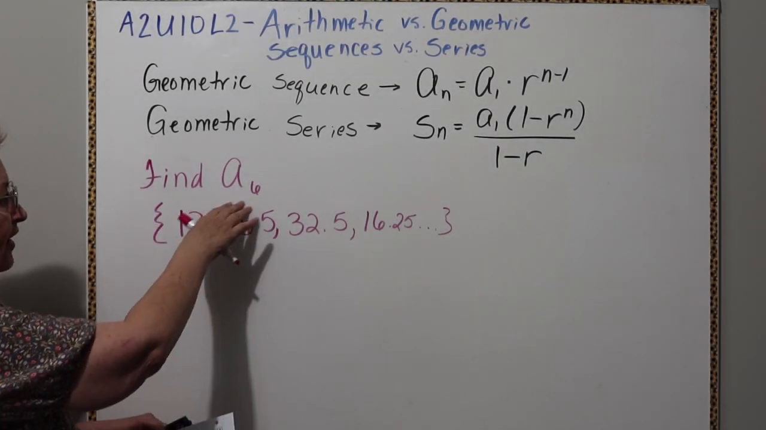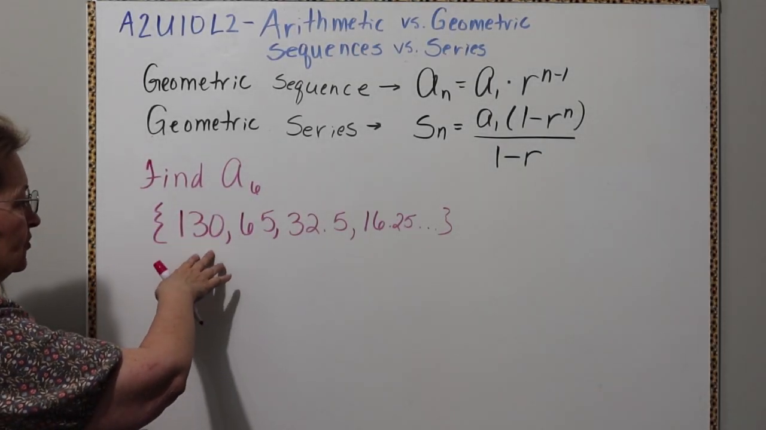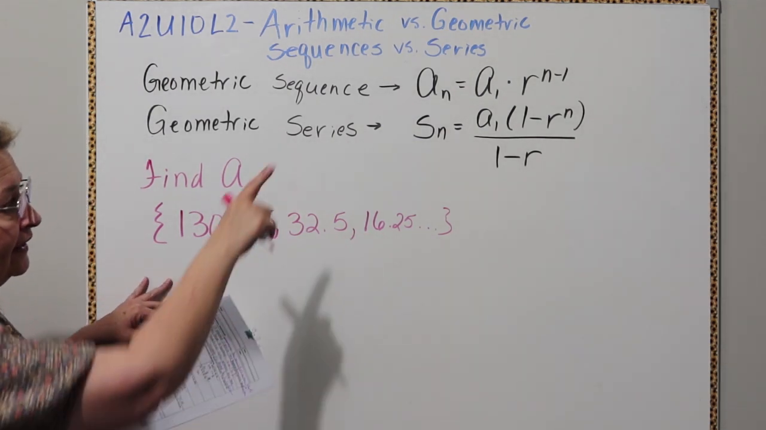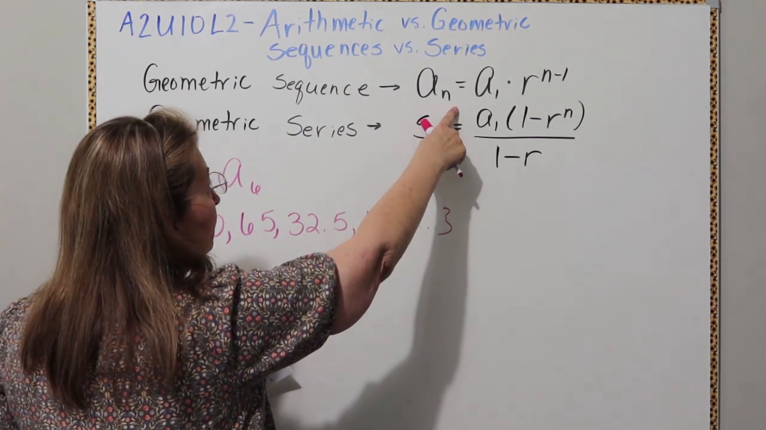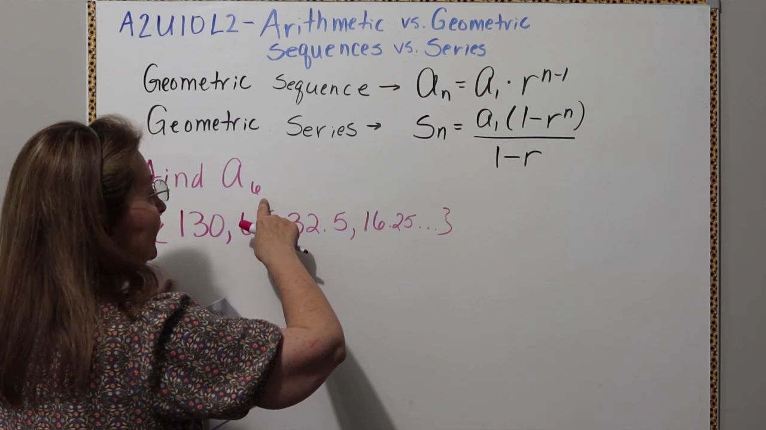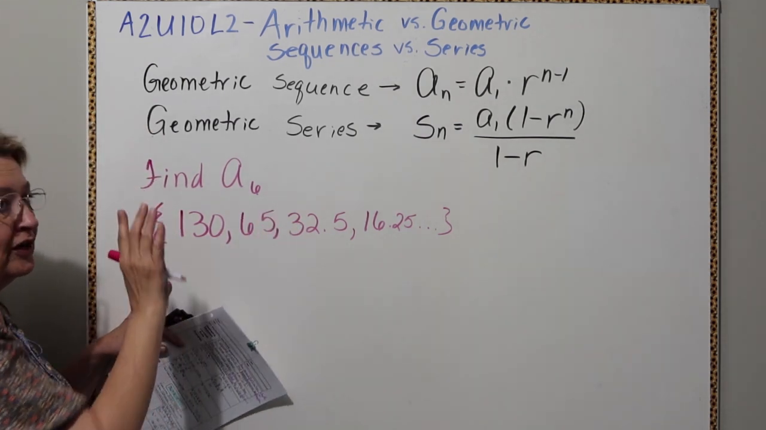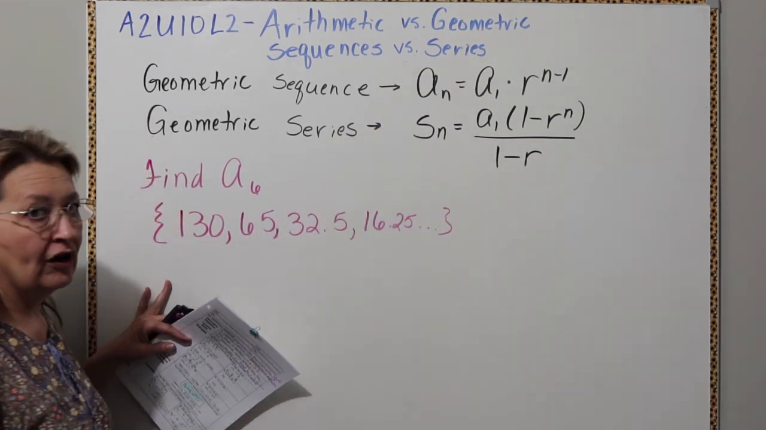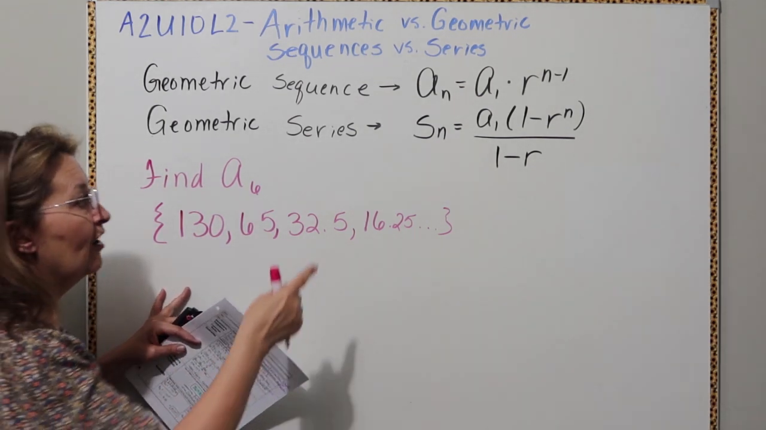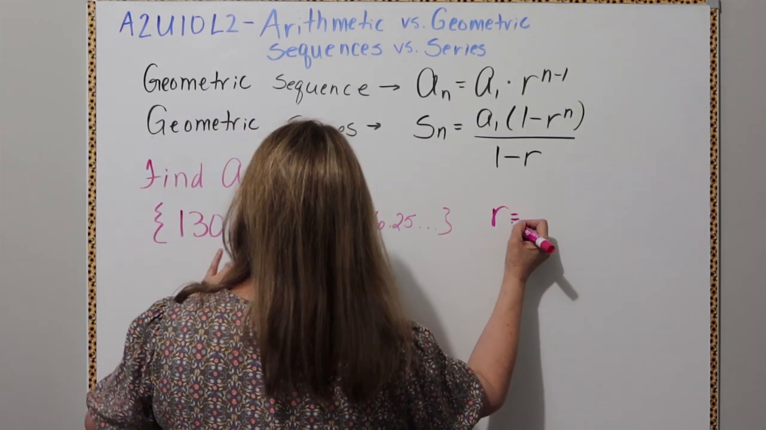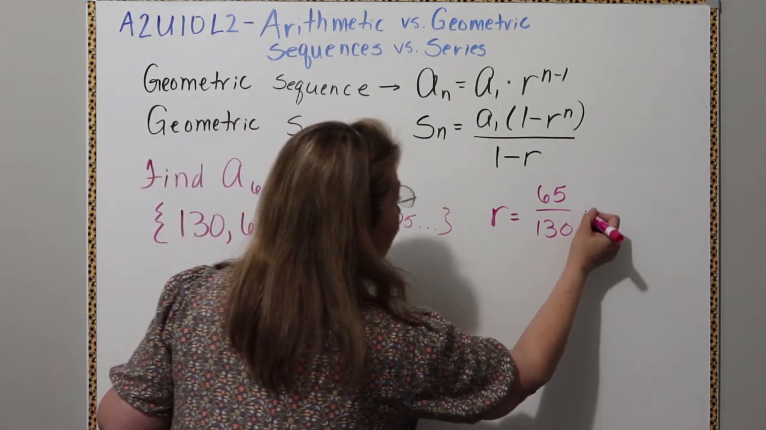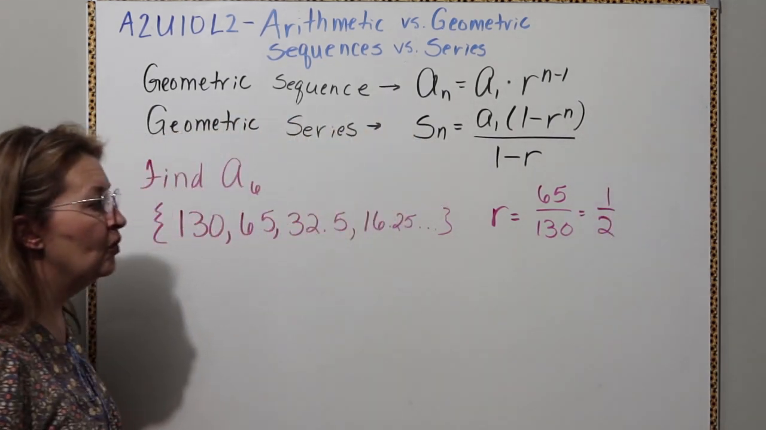Next example, I want to find the 6th term of the sequence 130, 65, 32.5, 16.25. So I need my A1. I'm looking at this formula up here. Remember, we're trying to find the term in a sequence, so A to the N, I need A6. My first term is 130. I'm good there. I need R. So how do you find R? Put the second term over the first one. Just remember that. R is the second term, which is 65, over 130. Now we can reduce this down to 1/2.